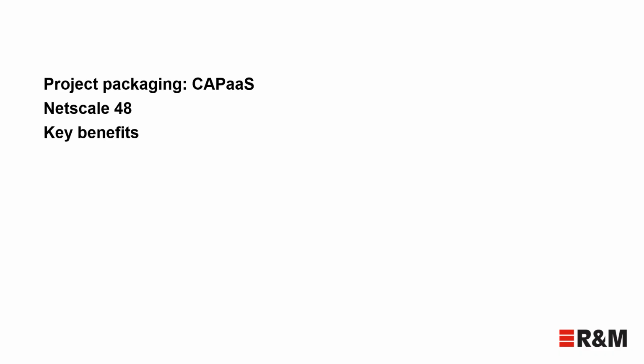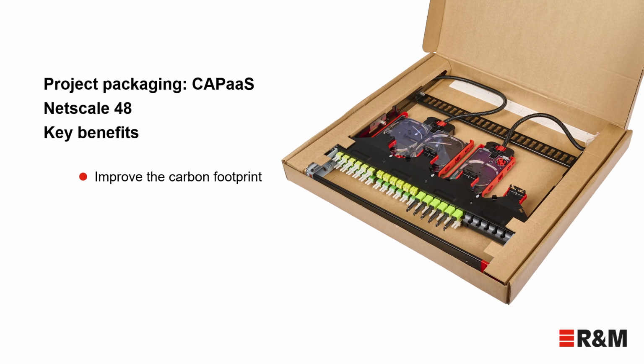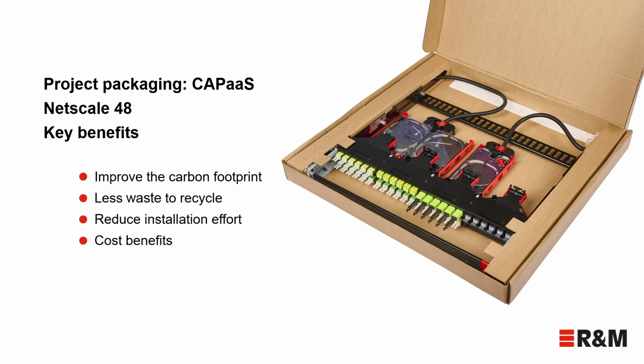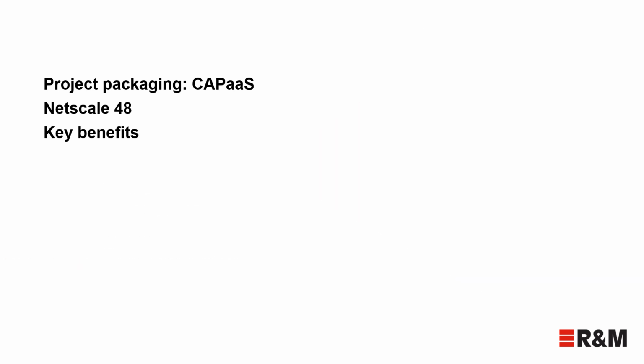The CAPaaS solution enables the reduction of packaging material. This leads to less weight and volume to transport, which saves energy and has less impact on the environment. The pre-installed parts reduce assembly effort and save costs. Instead of processing 5 to 10 boxes, everything is now pre-assembled and packed in a single box.